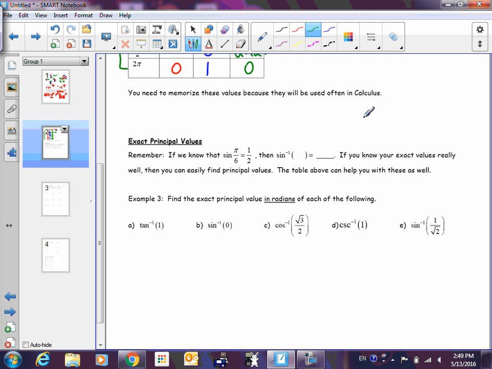So you need to memorize those values. I'm not as concerned that you can do secant of 17 pi over 6, but I'm really concerned that you can quickly do those values. All right, exact principal values.